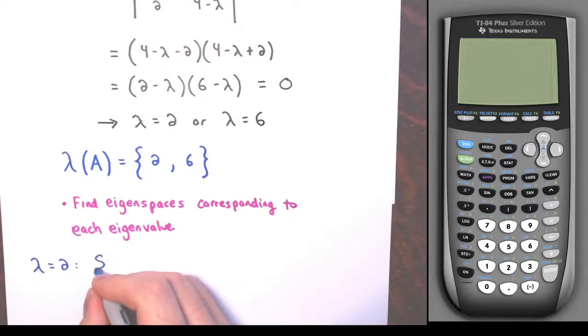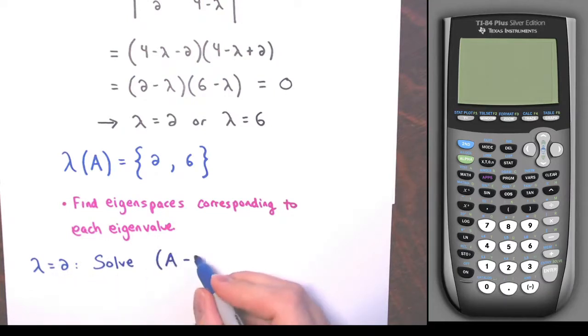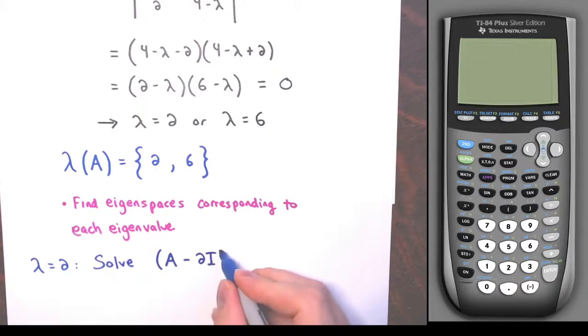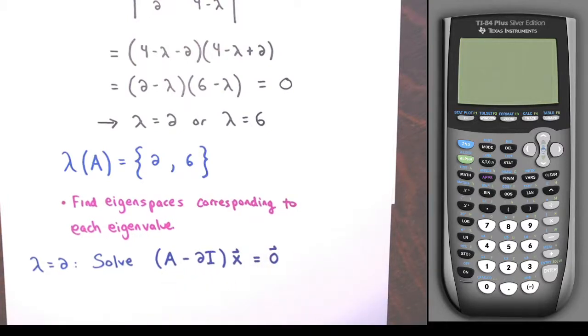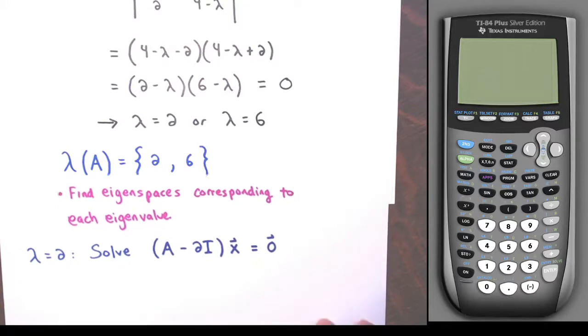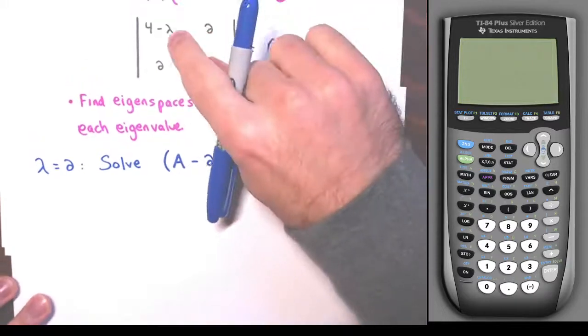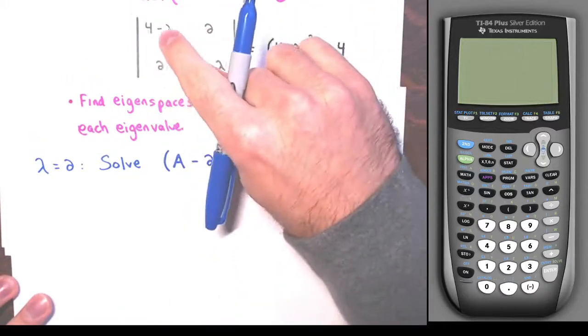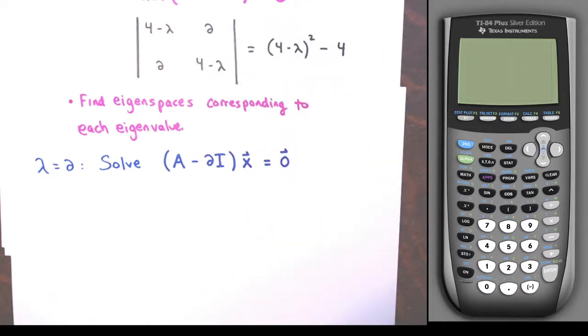So that means we're solving this matrix equation here: A minus 2I, since lambda's 2, times some vector x. When is this equal to the 0 vector? I'm finding the null space of A minus 2I, and that'll be the eigenspace corresponding to lambda equals 2. So again, here's the matrix, there's A minus lambda I here, just replace lambda with 2, and we've got this equation.